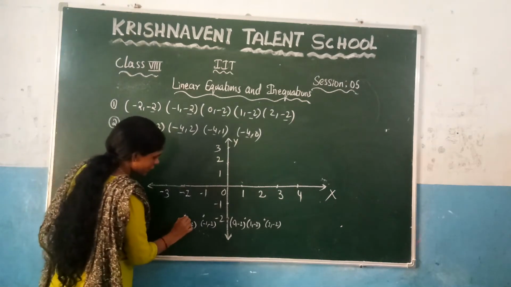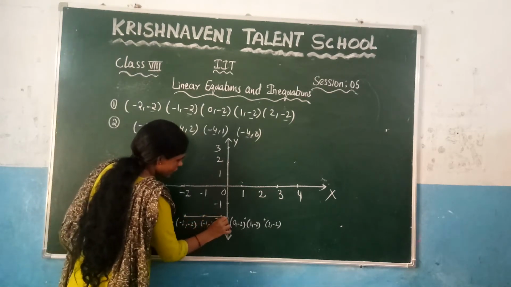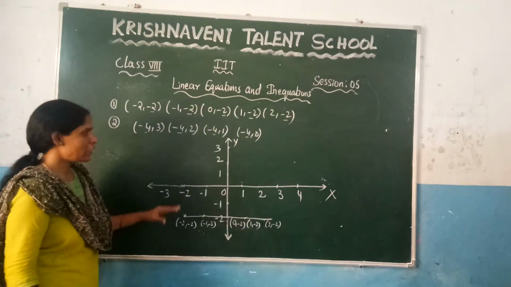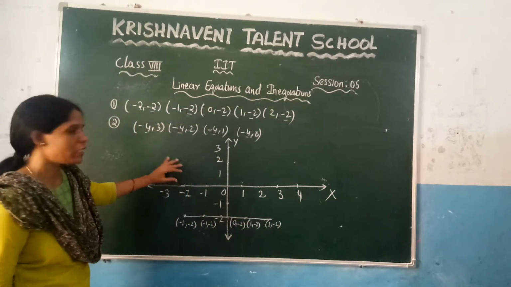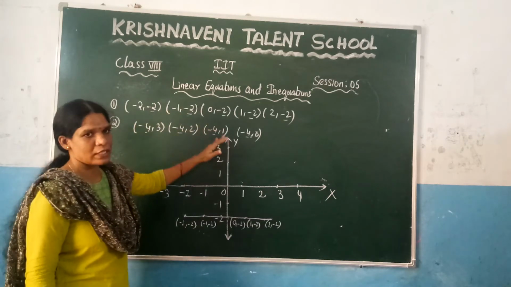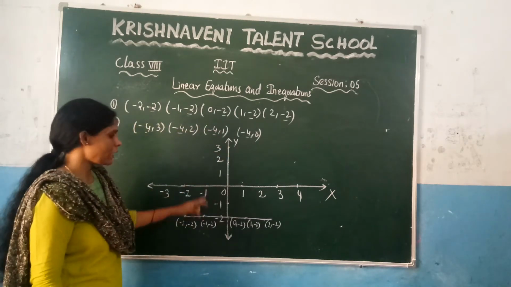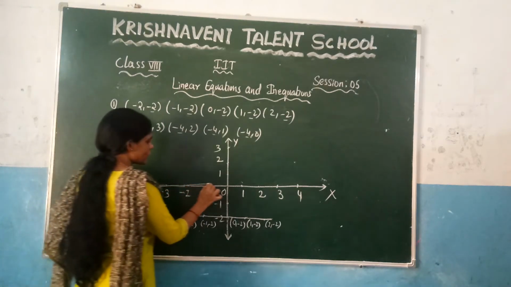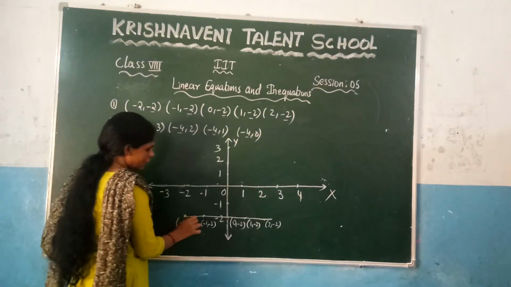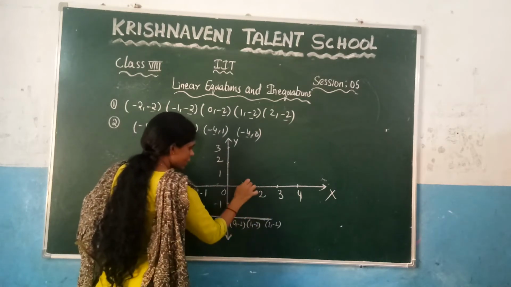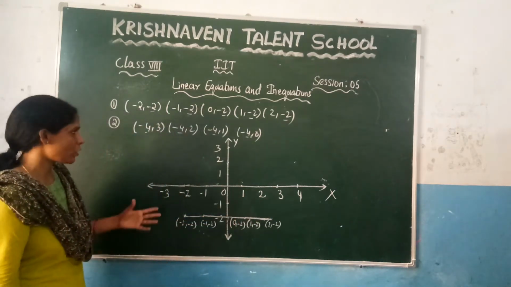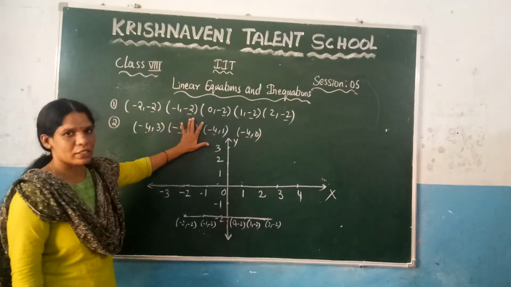Now let us join these points such that you will get one line. So join this one. You will get one straight line here. You can observe that if the y coordinates are the same, you will get a line parallel to the x-axis. You know that this is the x-axis, and here we are getting one line such that these two lines are parallel. Why are you getting this? Because here the y coordinates are the same.